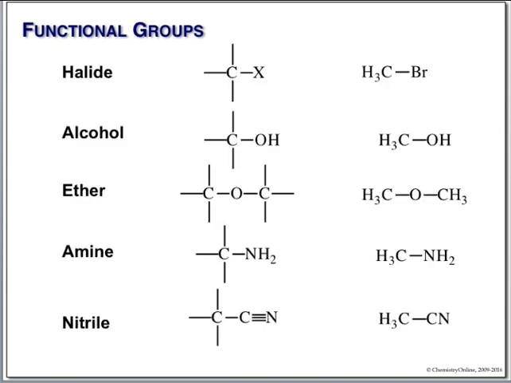Halide, we simply attach a halogen. Alcohol, we add an OH. Ether, the oxygen is in the middle. Attach an amino group. This is going to be important. Remember this. We attach a nitrogen here with a couple hydrogens. That's called an amine. We're going to use those when we do our intro to bio. Triple bond nitrogen, that's a nitrile.